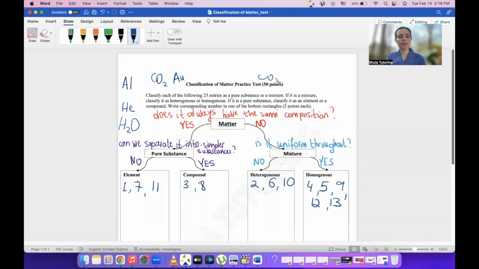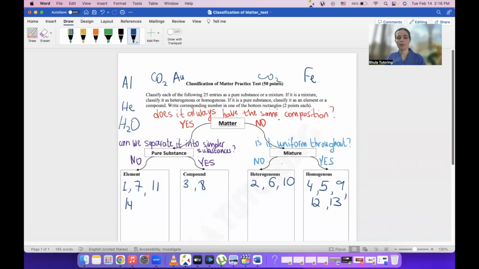Can we separate it into simpler substances? Well, let's look at what iron is. It's Fe. It's just one type of atom. If it's one type of atom, it's an element. So number 14 is an element. Chicken noodle soup. Does it always have the same composition?